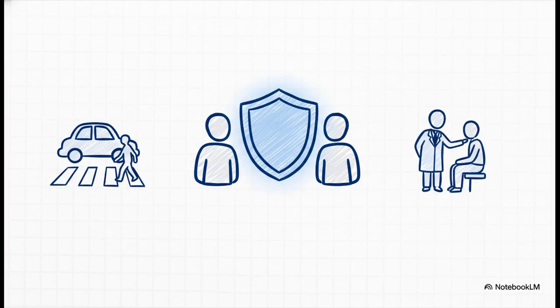So, Step 1 is all about establishing a duty of care. This just means proving that some kind of legal relationship existed where one person had a responsibility to be careful around another. For example, every driver on the road has a duty of care to all the other drivers and pedestrians. A doctor, of course, has a duty of care to their patient.